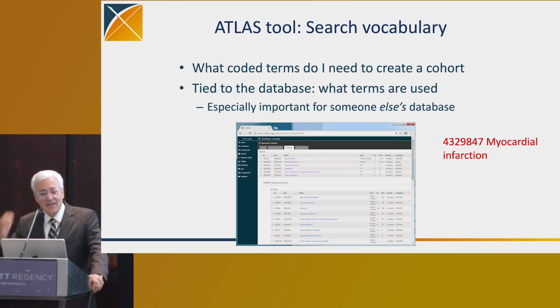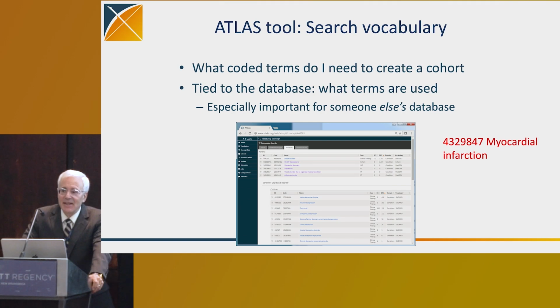So Atlas is Odyssey's tool that we use for phenotyping. It's available at atlas-demo.odyssey.org for you to use, and then sites tend to have a version of Atlas running on their own database. So I can go in there and type in myocardial infarction to see who's had a heart attack, and it'll tell me that code I showed you before, 4529847, myocardial infarction.